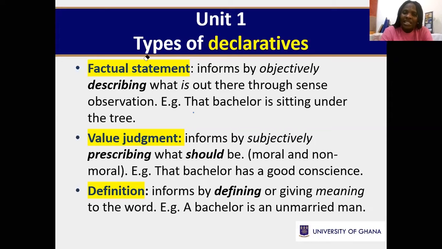But then we go to the second type of declarative, which is what? Labeled as what? The value judgments. Now we say value judgments also inform, remember they are declaratives, all three of them. So value judgments also inform, but this information is subjectively prescribing what should be there. Please take note of the keywords. Subjective. It depends on the subject's viewpoint, cultural perspective, values.